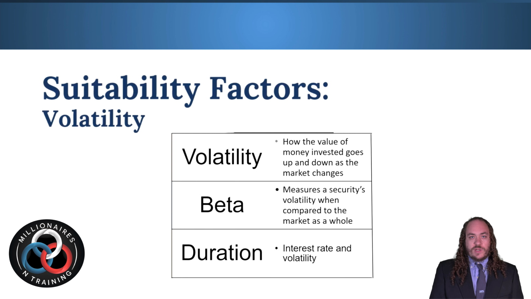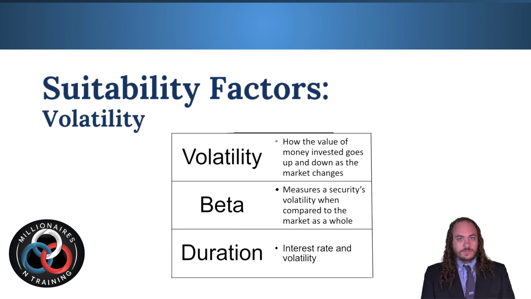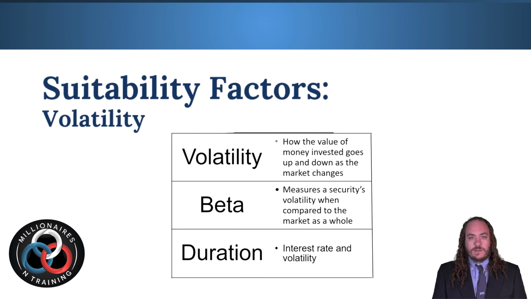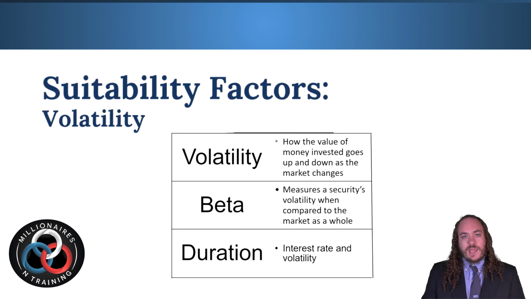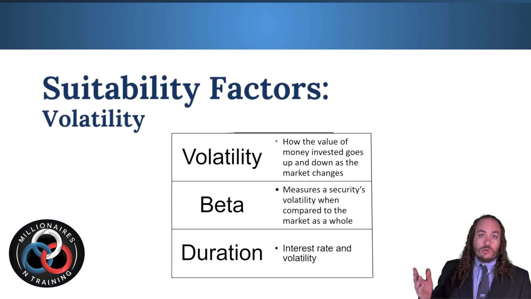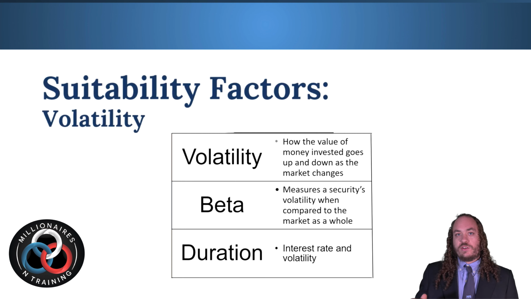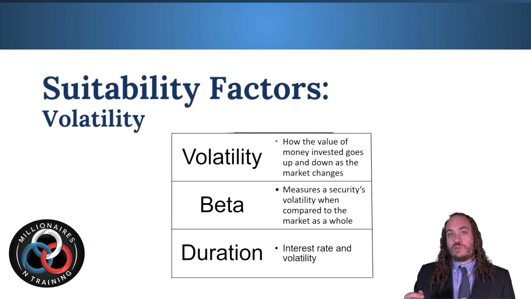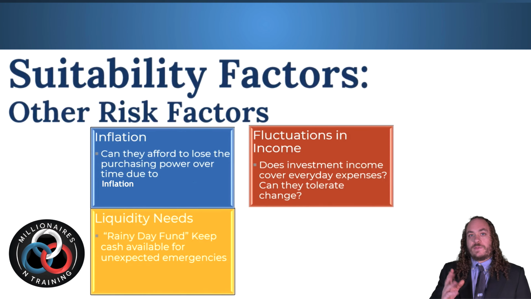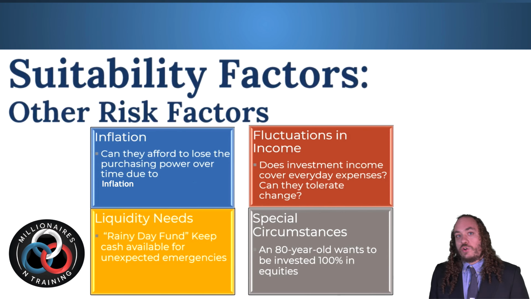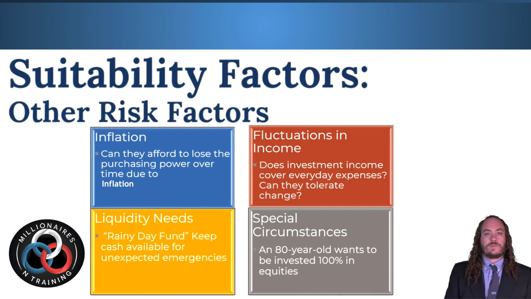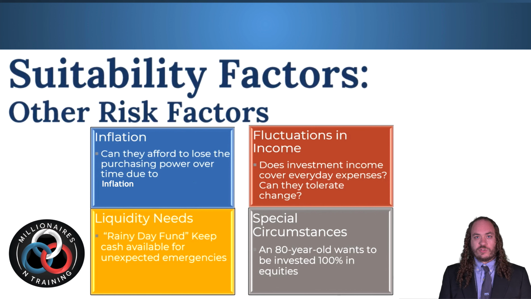Duration is interest rate and volatility in prices associated with debt. Other risk factors include inflation. Can they afford to lose purchasing power over that time period due to inflation? Money spends less in the future than it does today. Inflation is, can they afford to lose the purchasing power over the period of time due to inflation?